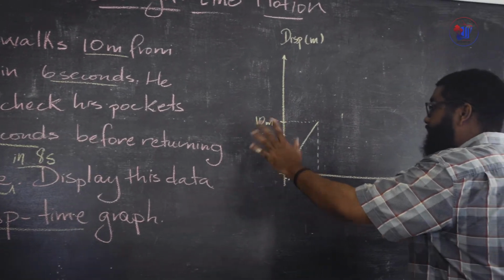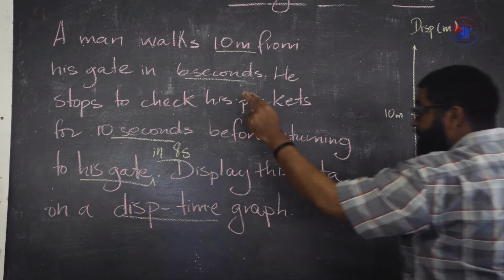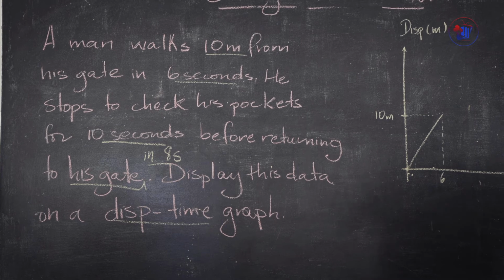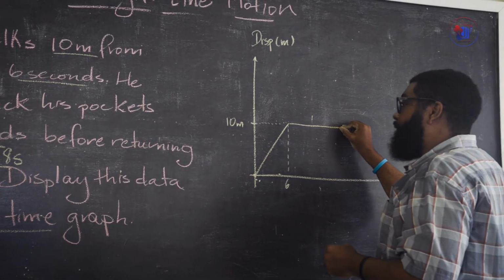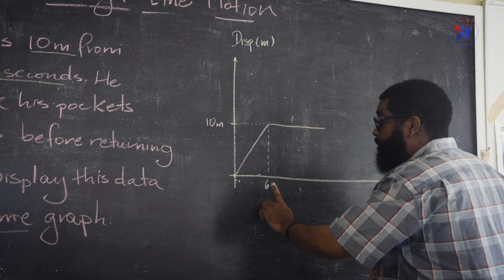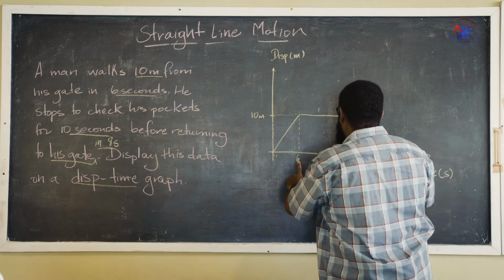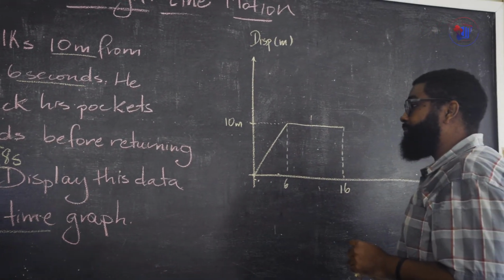Now, the second thing is that he stops. He stops to check his pockets, meaning he is not moving from his gate or back to his gate. He just stays. For how long? 10 seconds. So it's not 10 seconds from the start. It's 10 seconds from when he stopped. So we stop at 6, and 10, if my math is correct, is 16 seconds.